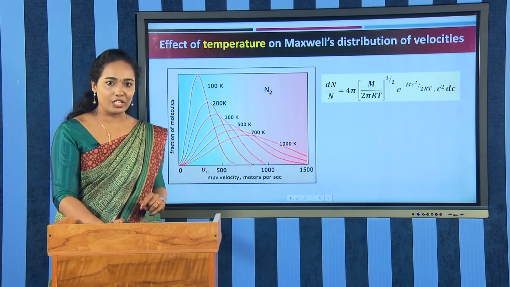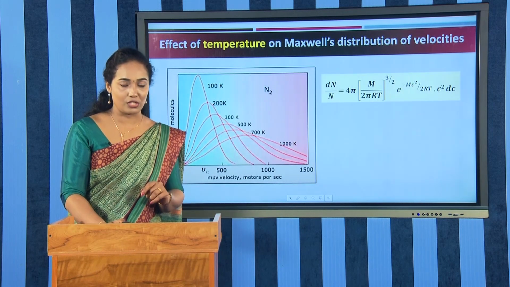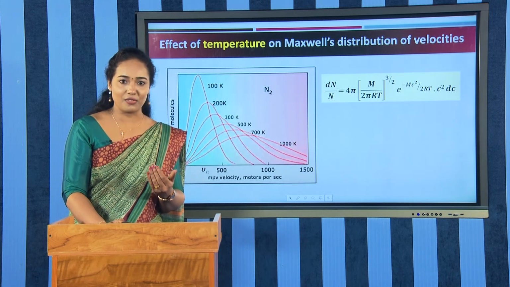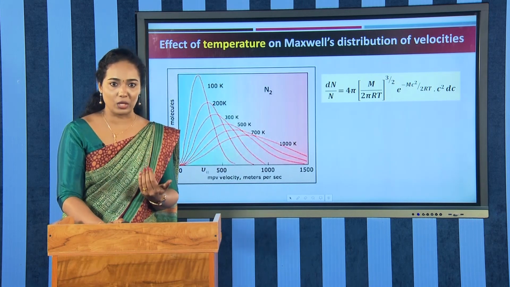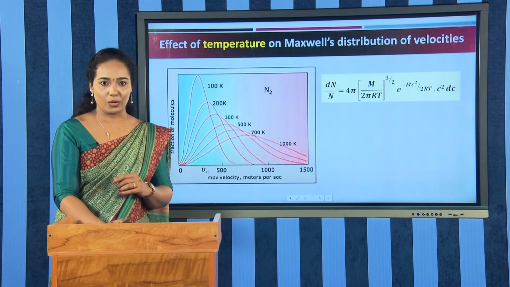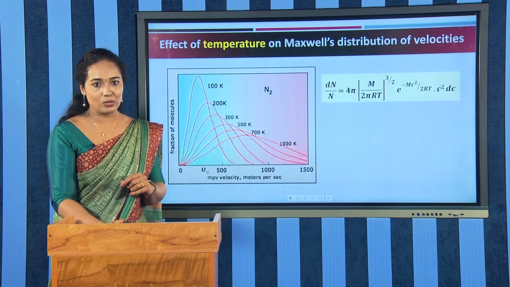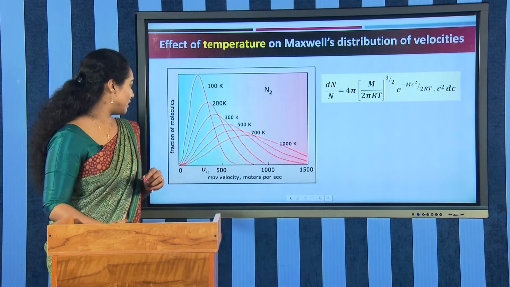And at lower temperature, molecules have less energy and hence the distribution is of smaller range. And as the temperature increases, the fraction of molecules having higher velocities increases and the velocity distribution becomes broad. And the fraction of molecules possessing the most probable velocity decreases as the temperature increases.